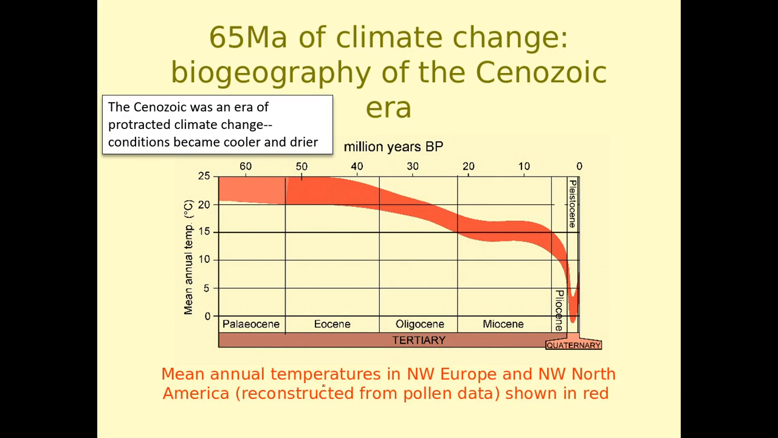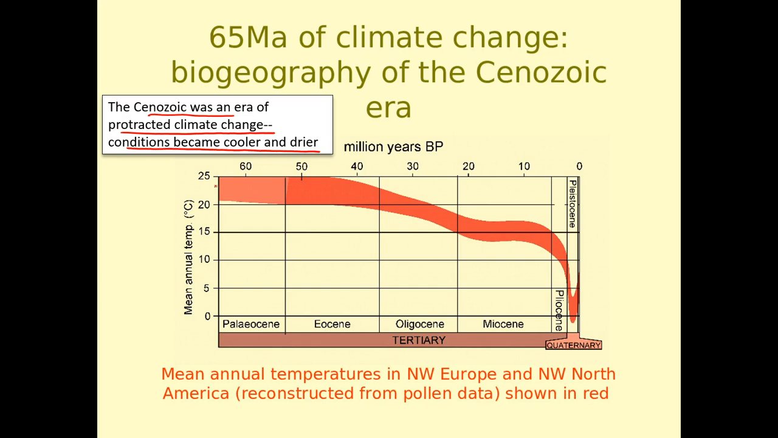So a little bit more about the climate. It's very important to understand this because you need to understand changes in the climate through the Cenozoic, because that's going to help you understand the major evolutionary changes and trends that we see. So the Cenozoic was a time of protracted climate change. Conditions were becoming cooler and drier. That means climate change was going on for a very long time over the course of the Cenozoic.